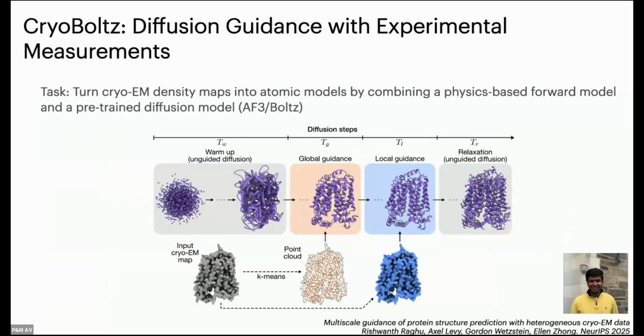Okay. The specific contribution of cryobolts is a recipe for guidance that takes into account both the global shape of the protein in the density map, and also the local features.